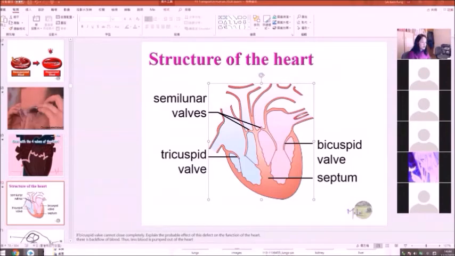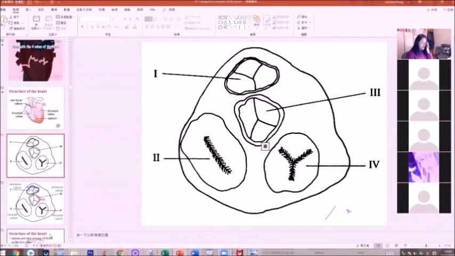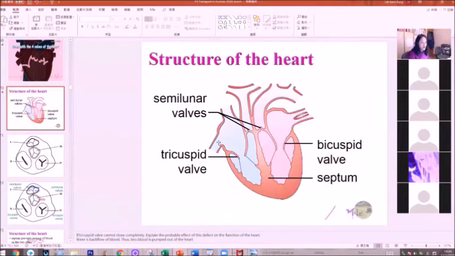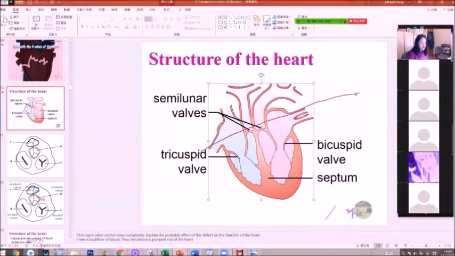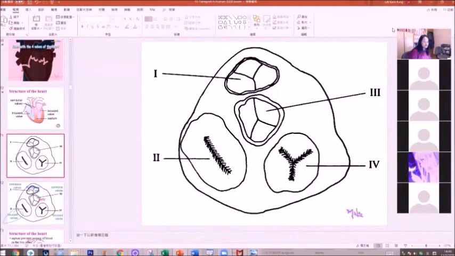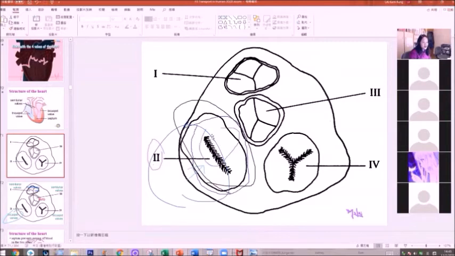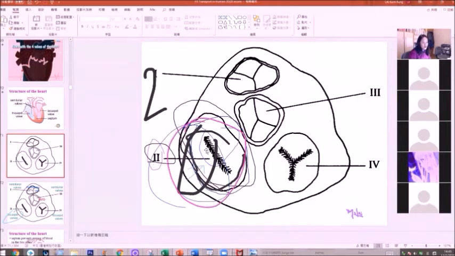And then this picture. From this picture, can you circle the bicuspid valve? This is the heart. You cut the heart horizontally. That means you cut the heart like this, in this direction, and then you have your eyes looking from above. Which one is the bicuspid valve? We try to circle the bicuspid. Yes. Why? 1, 2 flaps.